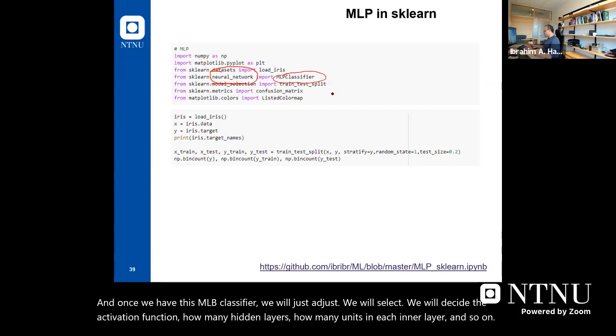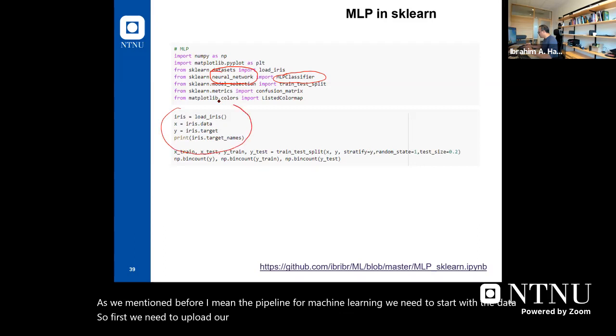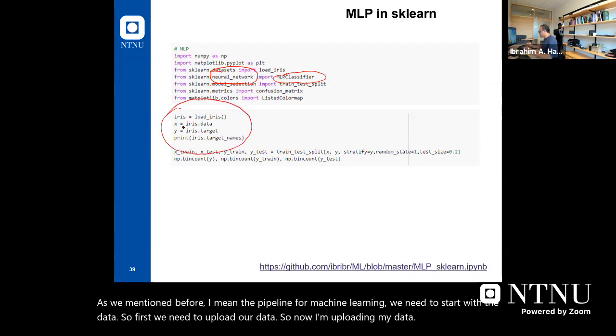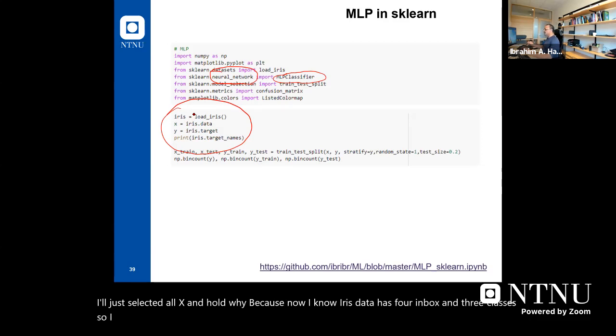As we mentioned before, the pipeline for machine learning needs to start with the data. So first, we need to upload our data. Now I'm uploading my data. I just selected all of X and the whole Y, because I know the Iris data has 4 inputs and 3 classes. So I will just select all the data, because now I'm working with a multi-layer perceptron.